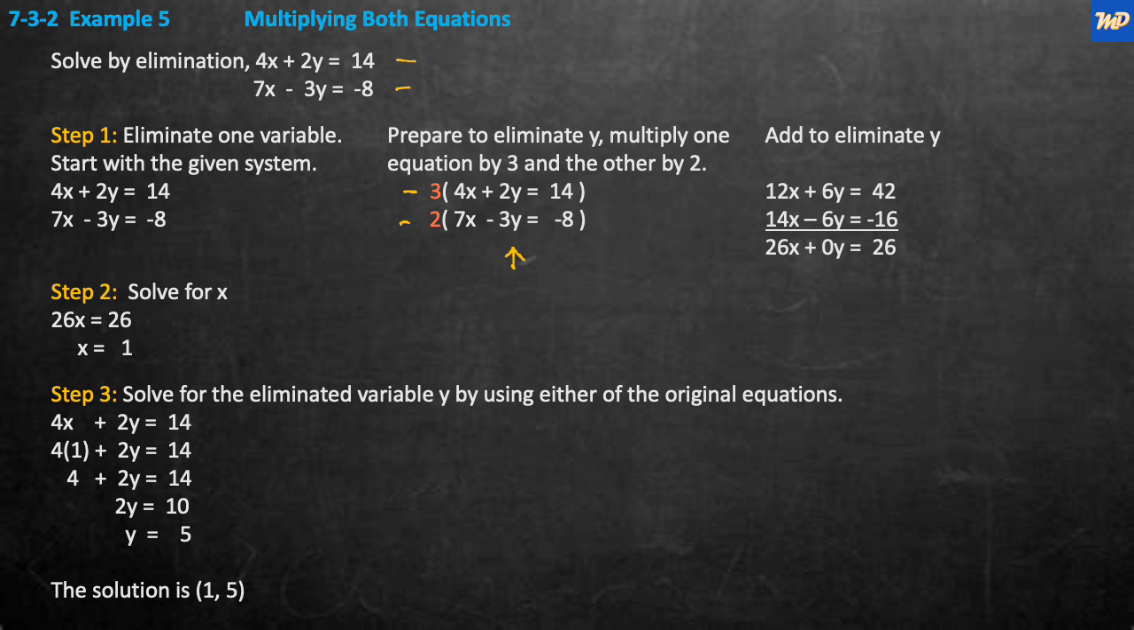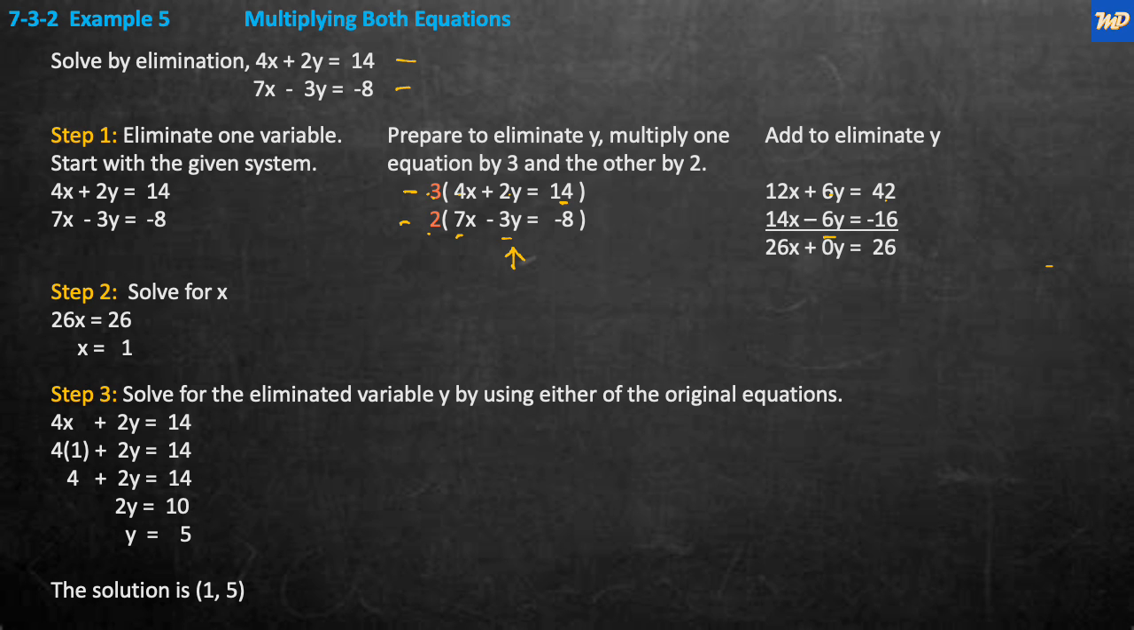And then when you do the multiplying, finally, you're going to see in the last step way over here, you have 12x, which is 3 times 4x, plus 6y, which is 3 times 2y, and then 42, which is 3 times 14. And then the second equation is 2 times 7x is 14x. 2 times negative 3 is your negative 3y. And 2 times negative 8 is negative 16.